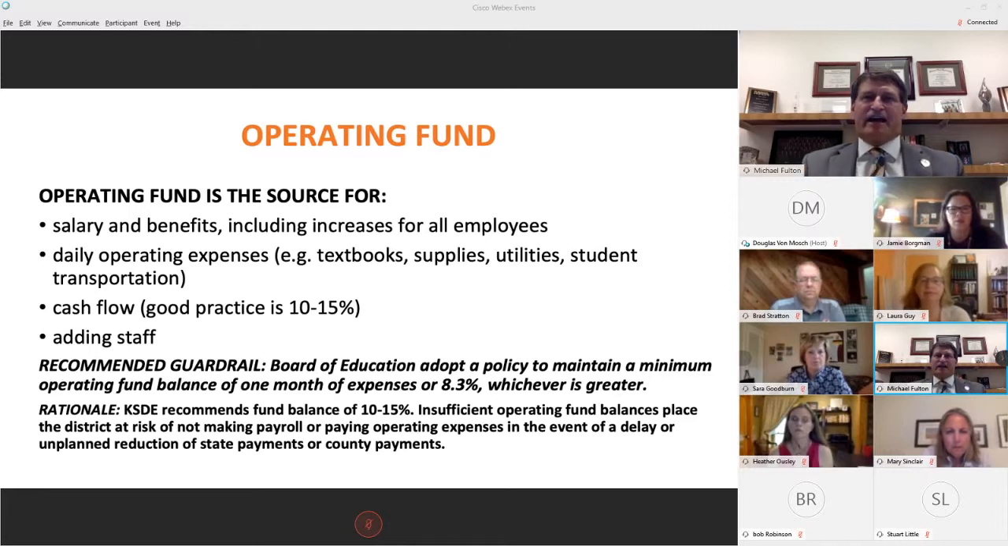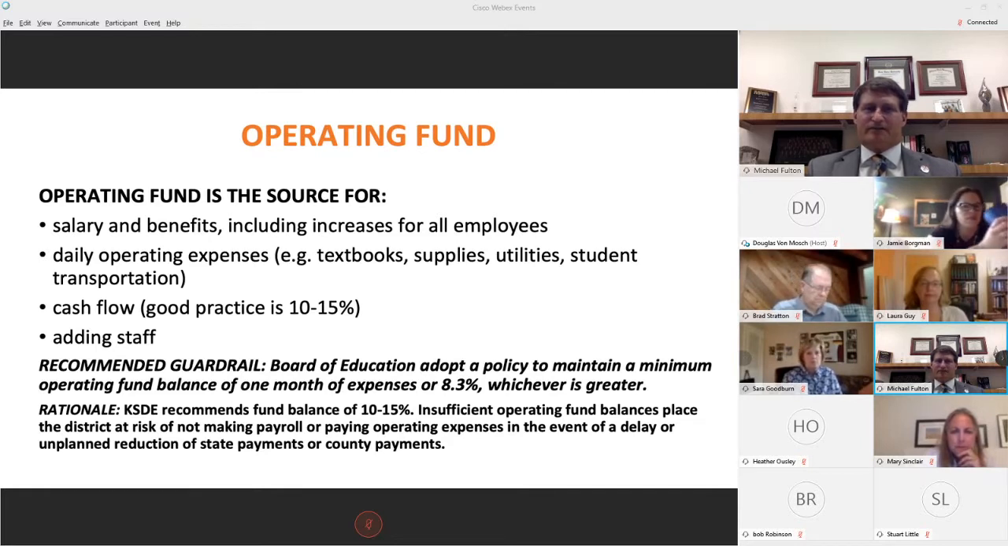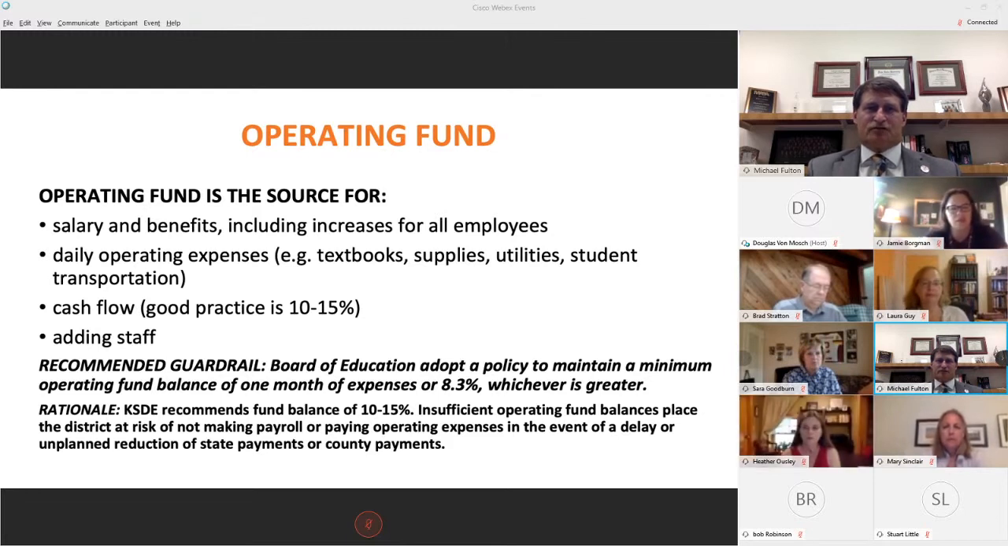In considering all staffing decisions, it is important to continually remind ourselves that the operating fund is the primary source for salary and benefits, along with lots of the daily operating expenses necessary to run a school district. We are highly dependent on the state of Kansas for money that comes from this fund. It is equally important to remember that prudent management of this fund is critical to write paychecks and pay bills. Maintaining minimum fund balances is essential to good business practice.